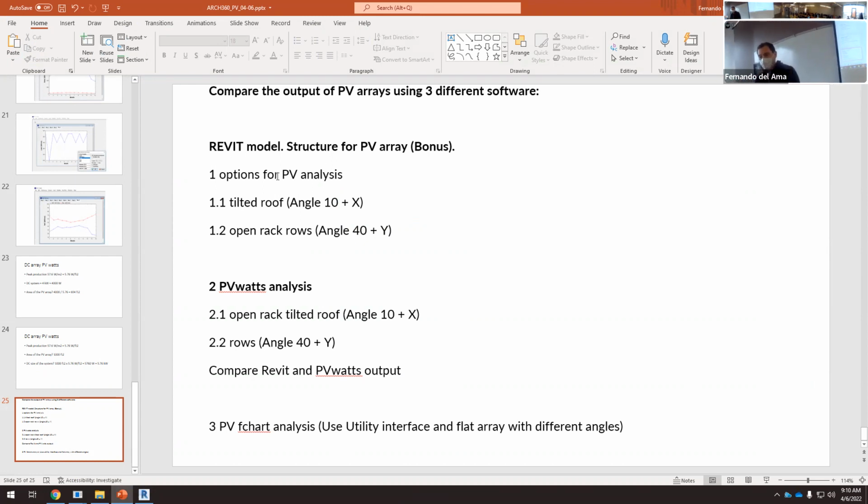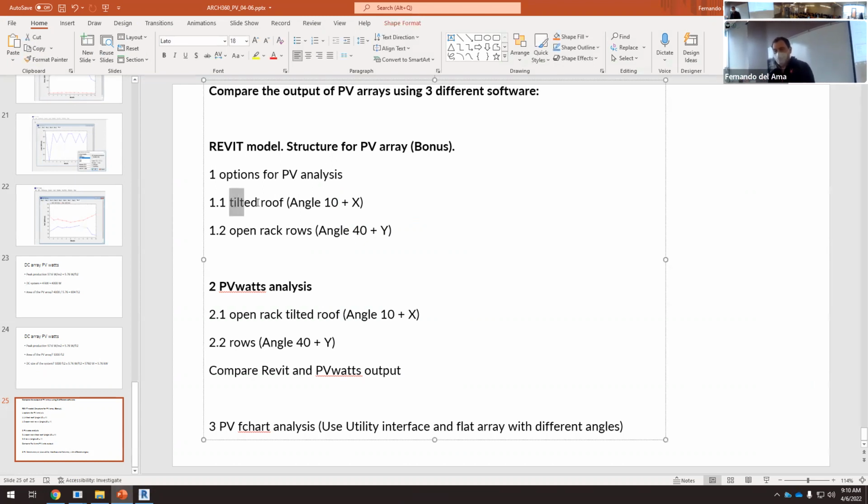If we are working with Revit, we have 2 options, a tilted roof or an open rack. In Revit, we cannot decide whether we have a tilted roof or an open rack. In PVWatts, we can. So those are different inputs. In Revit, we don't have the ability to do this, whether it is mounted on the roof or an open rack, and there's a difference. We will explain the difference later. In ARCH360, we can't use this option, but in PVWatts, we can.